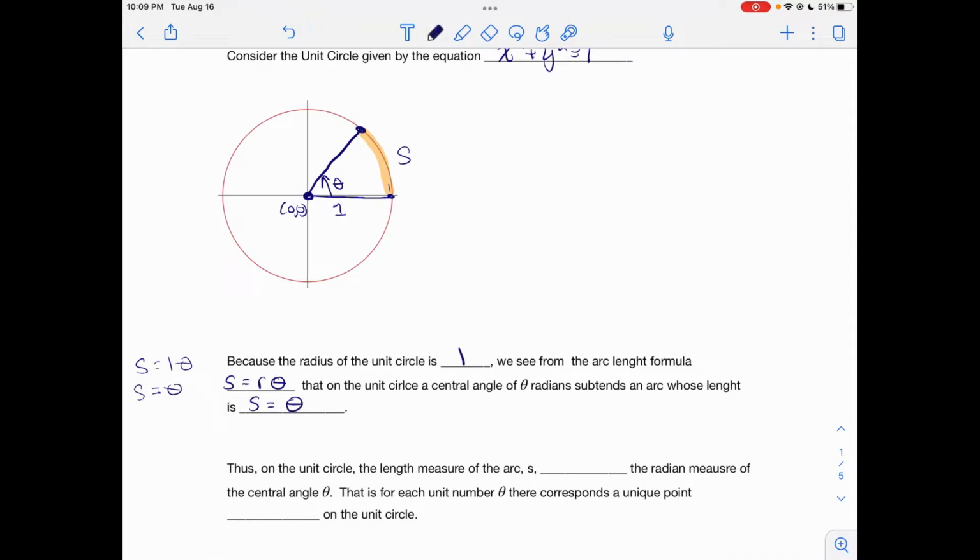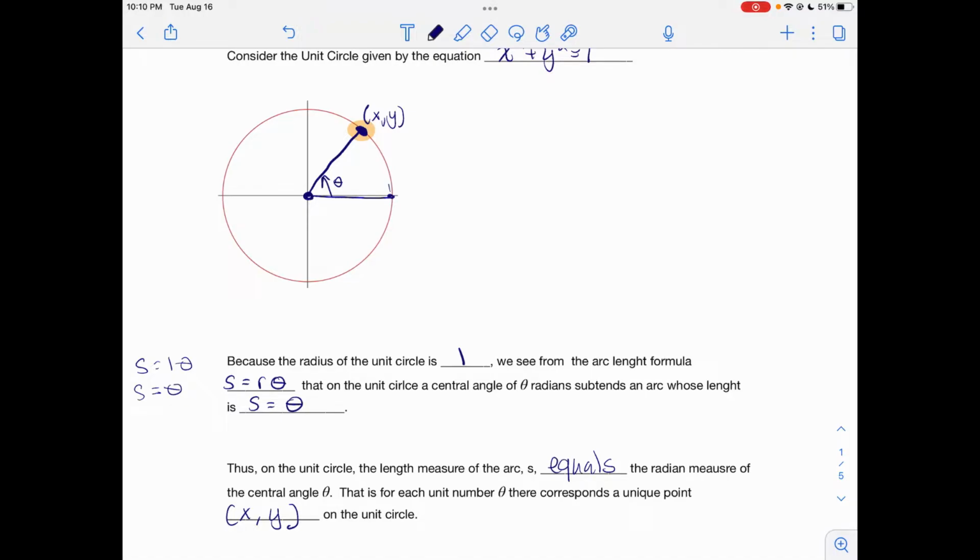All right, and so on the unit circle, the length of the arc s equals the radian measure of the central angle theta. That is, for each real number theta, there corresponds a unique point (x, y) on the unit circle. Now, how does that help us? Let's say we're looking at this angle theta here. Somewhere that corresponds to this arc length of theta, there is a point (x, y) on the unit circle. That's the dot I have highlighted here. That's our point (x, y).